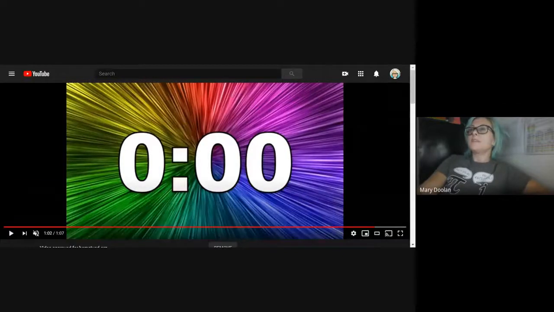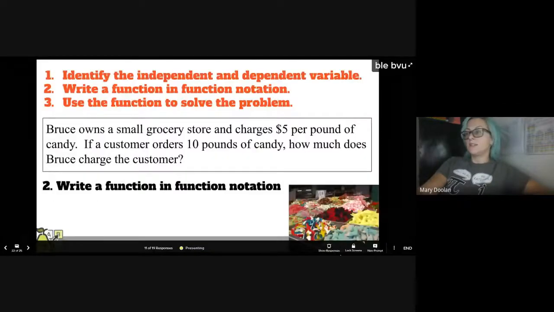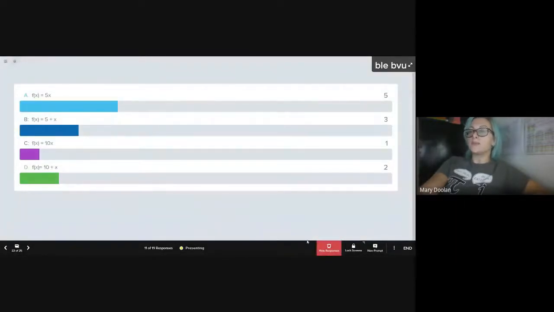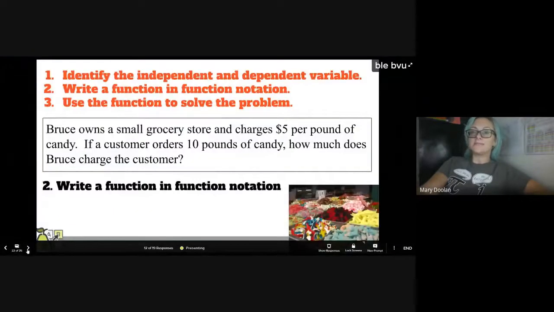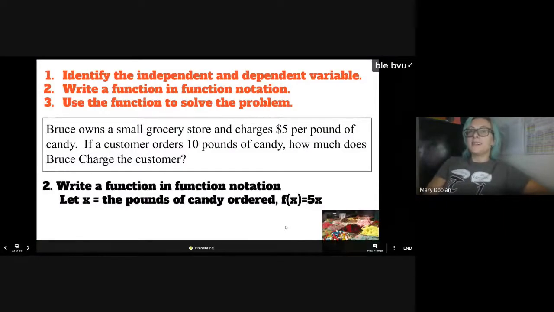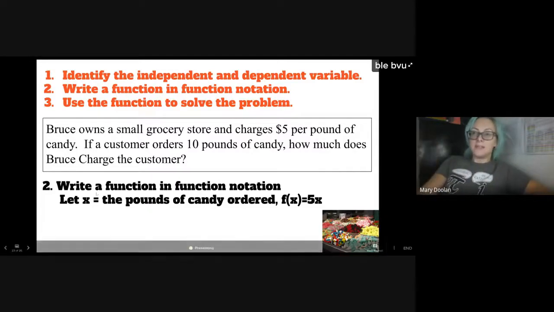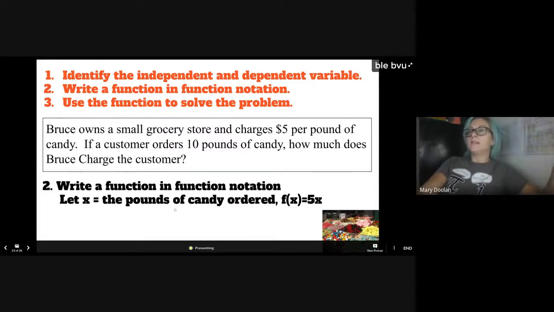Okay, so let's see here, showing your responses. Most of you thought it was A, f of x equals 5x. You were right. If we let x be our unknown for our independent variable, which is the pounds of candy, that's independent, that can fluctuate and change, okay? Because he charges $5, that's set, we multiply the number of pounds with 5 to get the total amount of money that he's charging the customer, the total amount altogether.